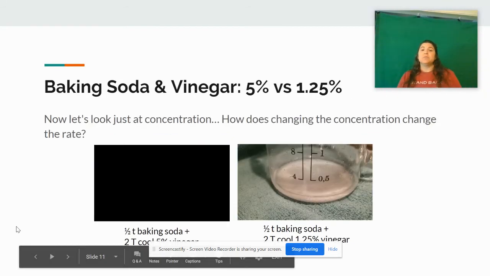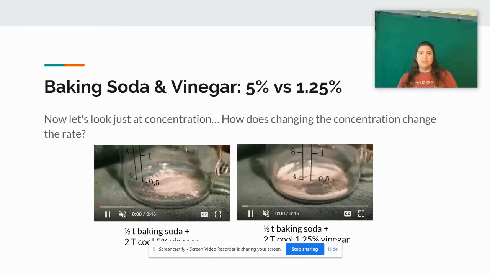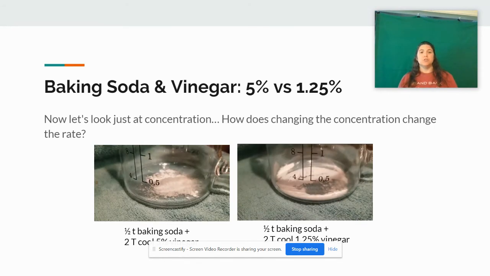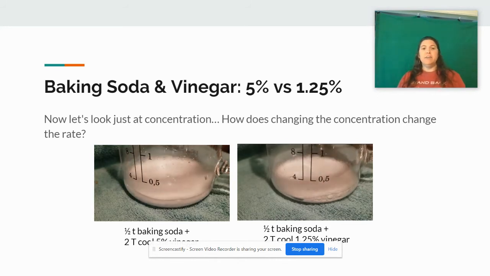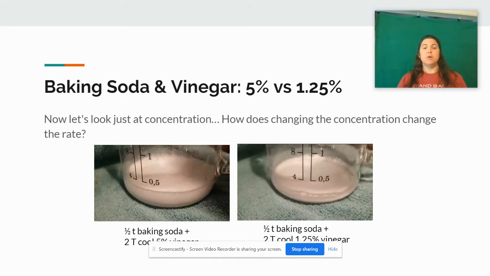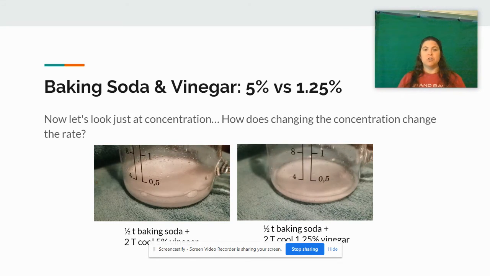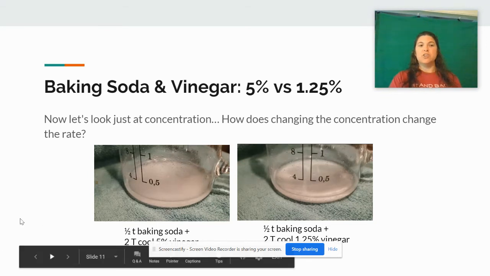Now, the second experiment is the 5% vinegar versus the 1.25% vinegar, so concentrated versus dilute. As we add the two bits of vinegar, you can see that in the 5% vinegar solution, the bubbles get much higher, much more quickly, and then start to dissipate. Whereas in the 1.25% vinegar, it bubbles up some, but it doesn't really even look like it gets all of the baking soda to react.